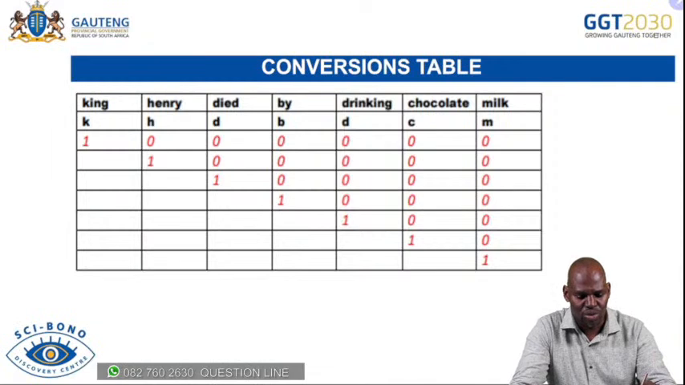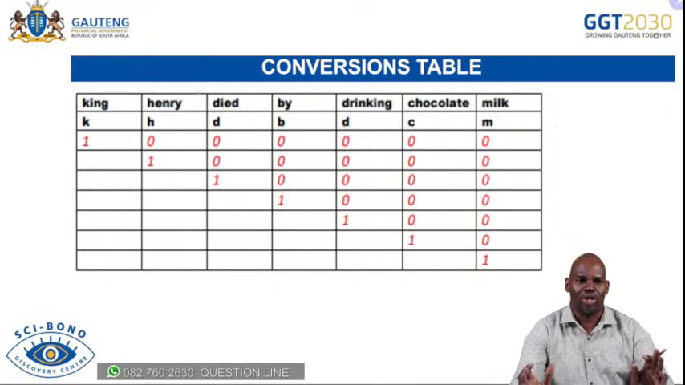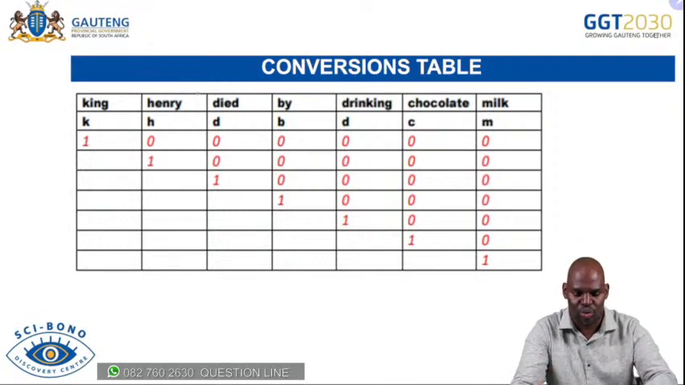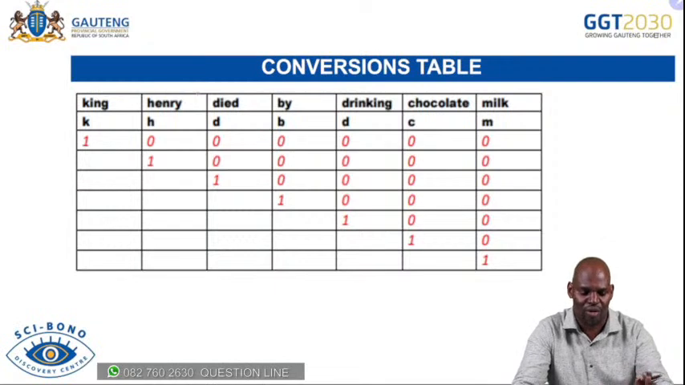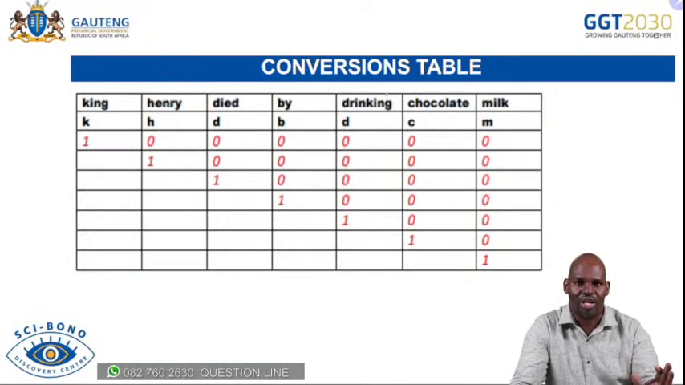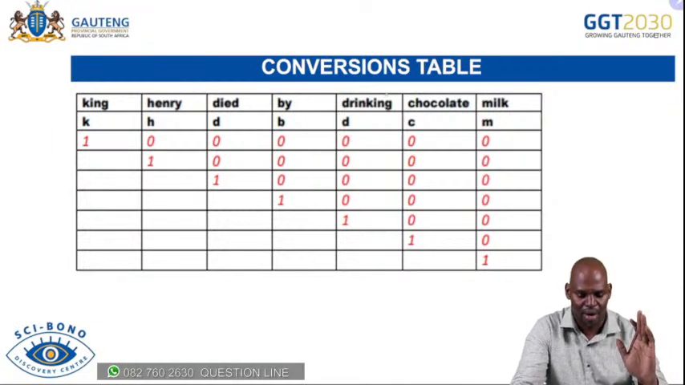The most common phrase is King Henry died by drinking chocolate milk. And it's very important that you know how to use this. Even if you get into an examination or you get to a point where you need to do conversion, this is what you must remember. It doesn't have to be in a table form, but remember King Henry died by drinking chocolate milk. We can use it to convert between any two metric units.